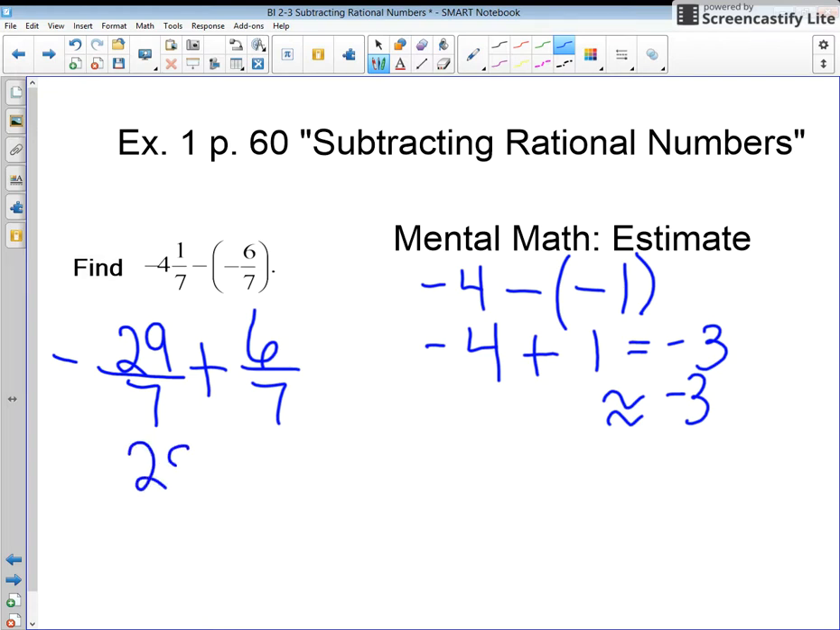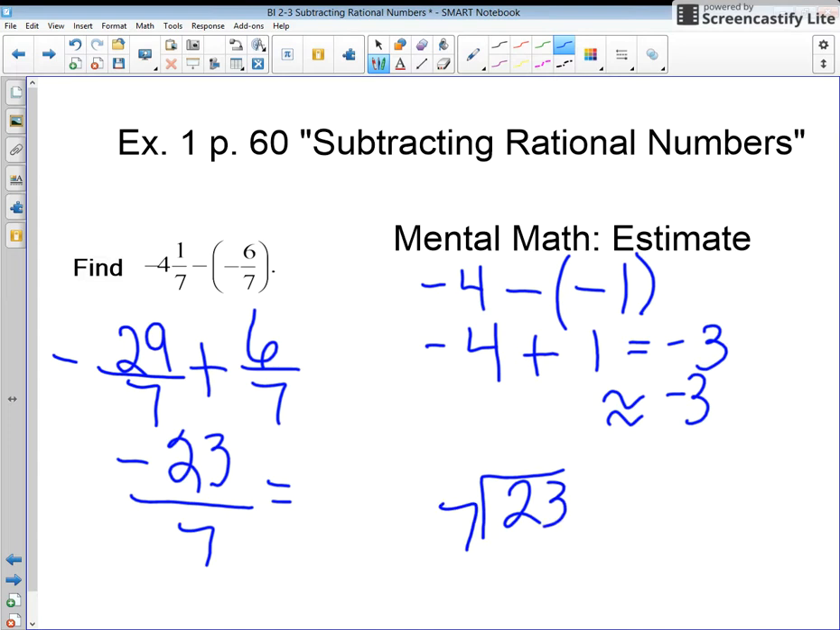29 minus 6 is 23. Keep the sign of the bigger number. Over, and now the denominator is 7, so I'm going to leave it alone. Now, 7 can go into 23 3 whole times. I'll show my work over here. And it's going to be negative. 7 times 3 is 21 with 2 left over. So it's going to be negative 3 and 2 over 7.